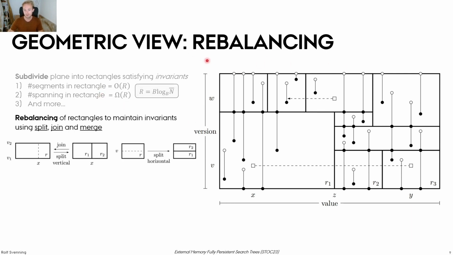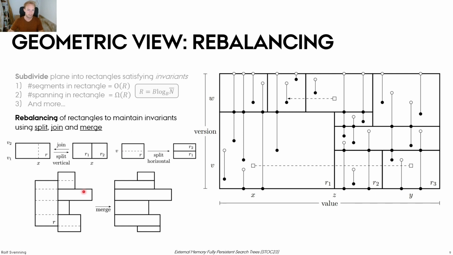And of course, you have to also talk about rebalancing. So this is a dynamic problem. Updates will cause these invariants to break. And one level up, at the rectangle level, we perform some rebalancing operations of rectangles to maintain these invariants. And these primitive rebalancing operations are vertical splits and joins and horizontal splits.